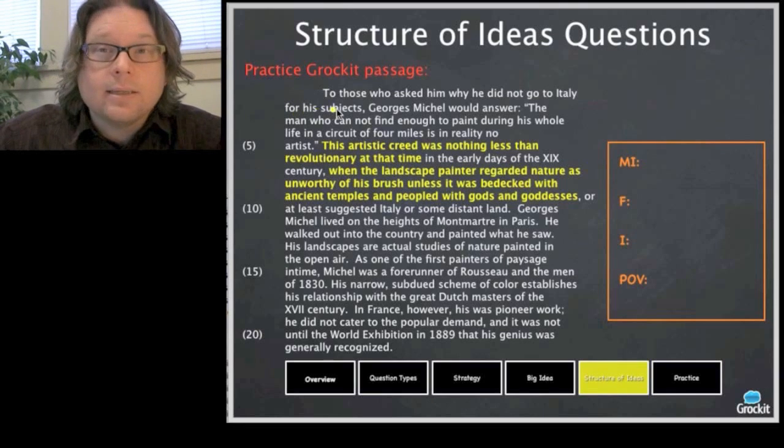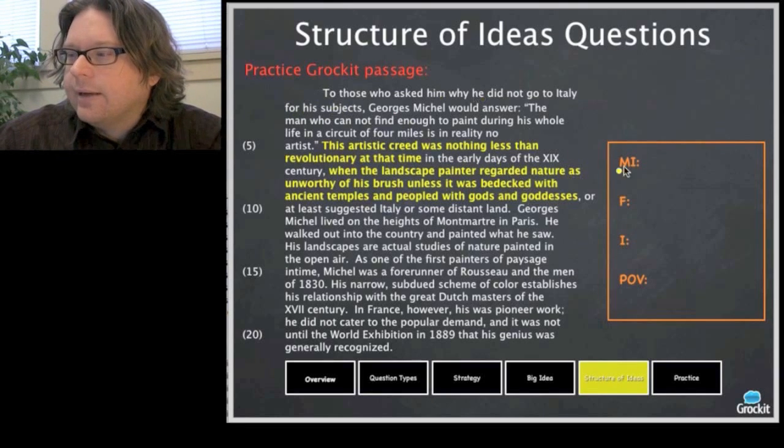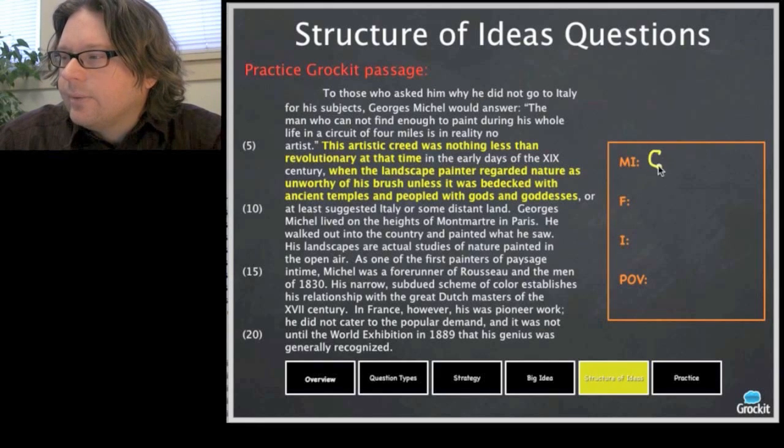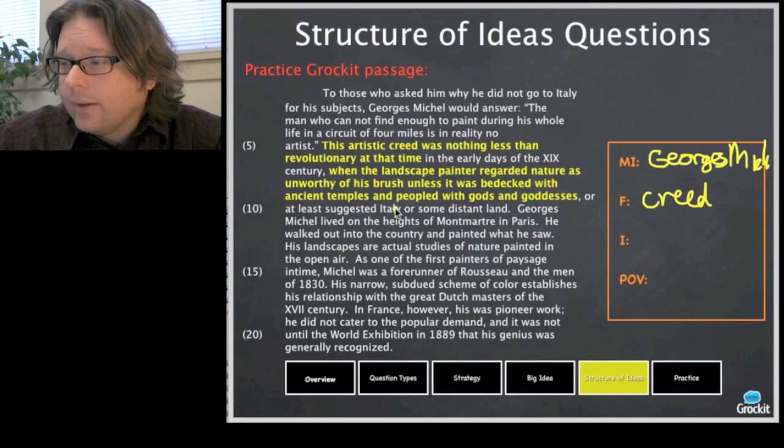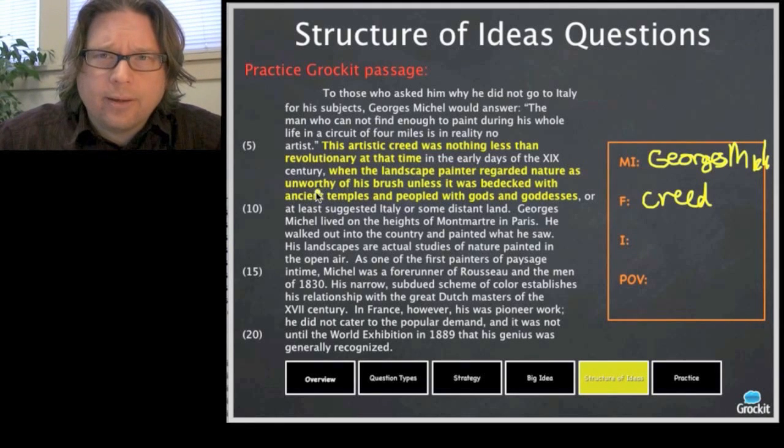So if we were to identify the main idea, it's probably Georges Michel, the focus, specifically Georges Michel's creed. All right, and we haven't gotten to the intention or the point of view yet.